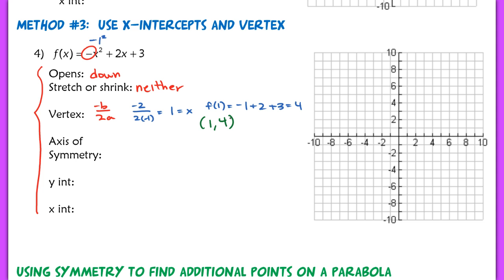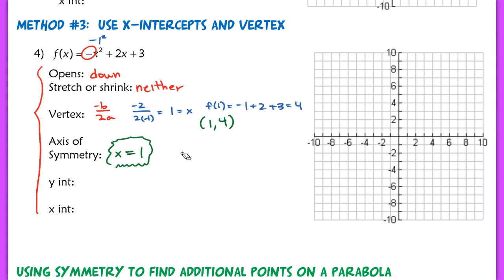Okay, the axis of symmetry, remember it goes through the x-axis, or the x-coordinate, so it's going to be x equals 1. Don't just write 1 here. You will lose points and credit on your test or quiz if you just write the number 1. It's the equation of a line, which is why you need to write x equals 1.